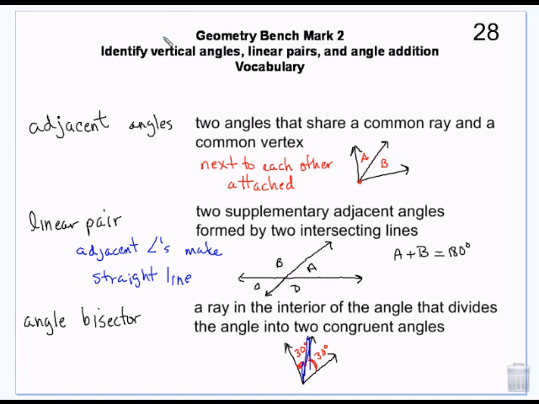Yeah, I can't trace that line now. Okay, hold on. Let me redo that so I can make it prettier. Yeah, because it's bisected both of them.